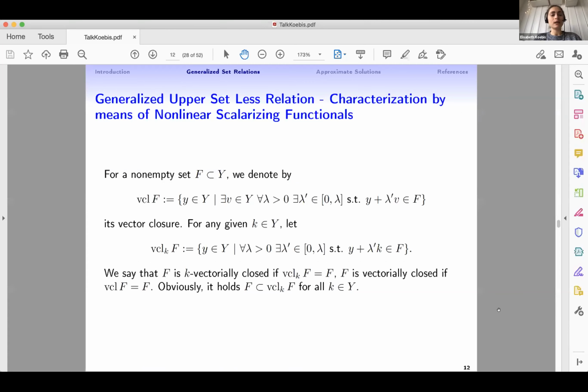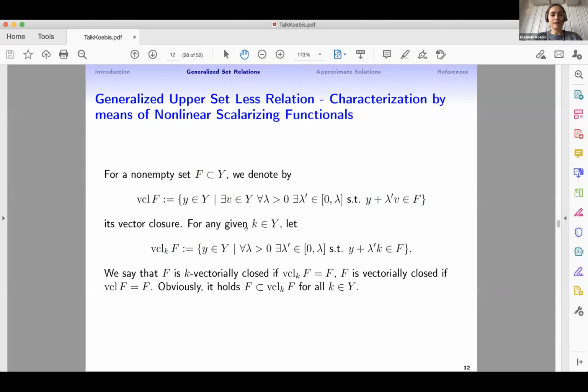And for this, we need to define the vector closure of a given set. So let's assume that we have a set F in the objective space Y. Then the vector closure is this set. This is the set of all Y such that there exists a V in the objective space Y such that for all lambda bigger than 0, there exists a lambda prime in this interval here, such that Y plus lambda prime multiplied by V is again in F. And this is called the vector closure of F.